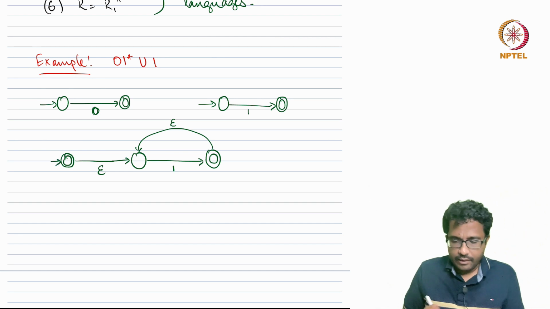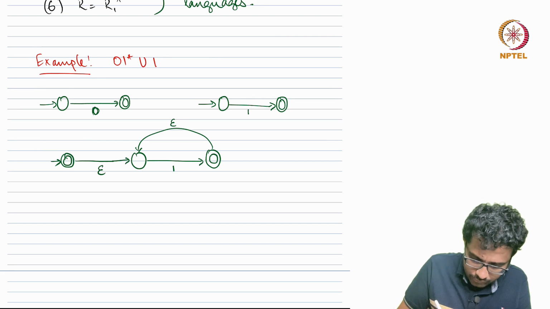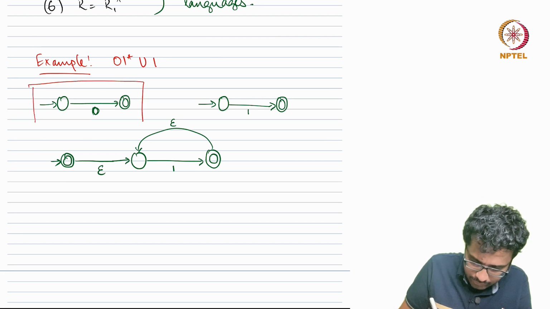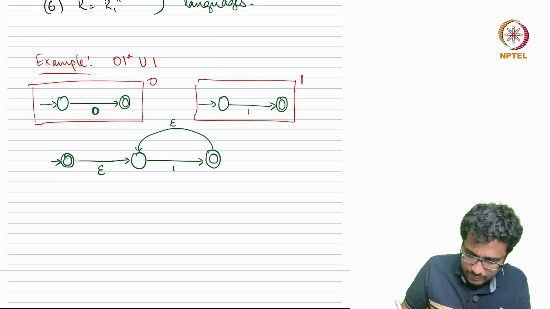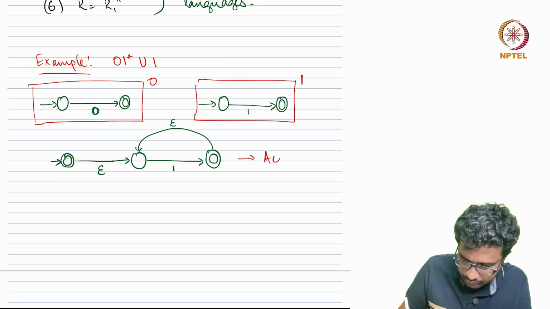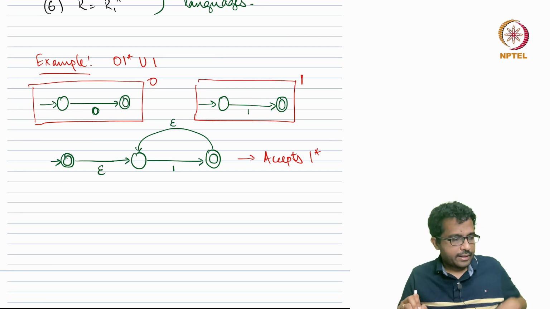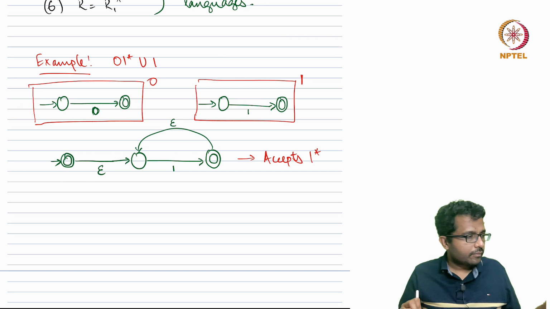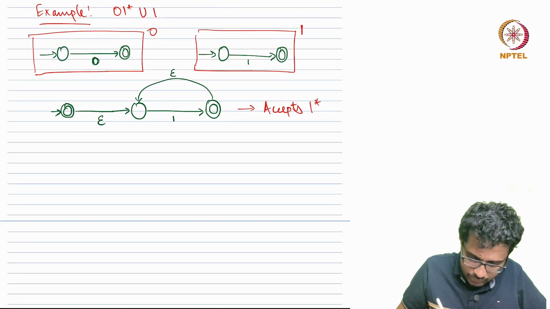So maybe I'll just draw this. This accepts 0. This accepts 1. And this accepts 1 star. Now, how do we get a machine that accepts 0, 1 star? What we need is, so let me just copy paste this. This may be easy.